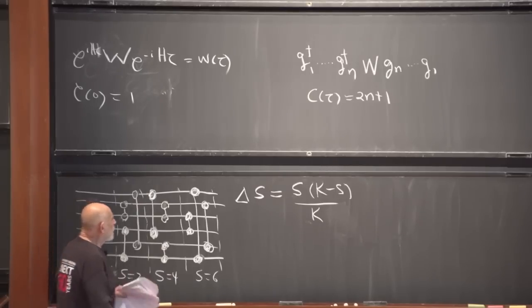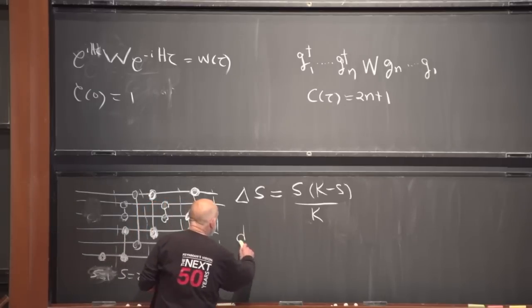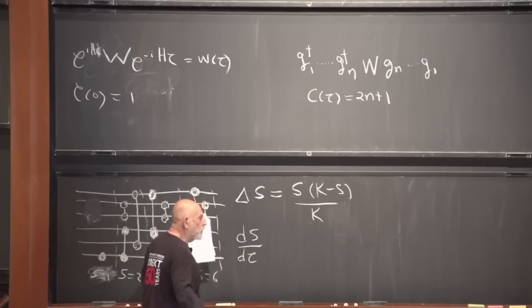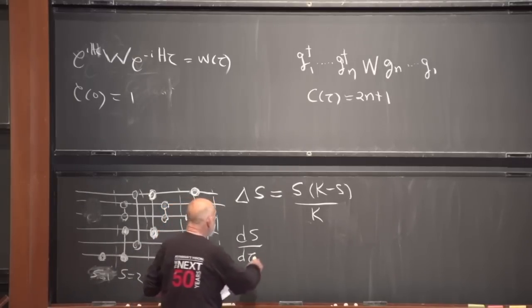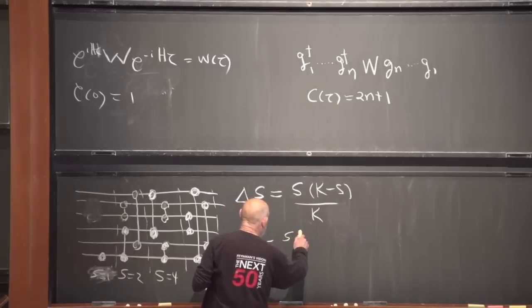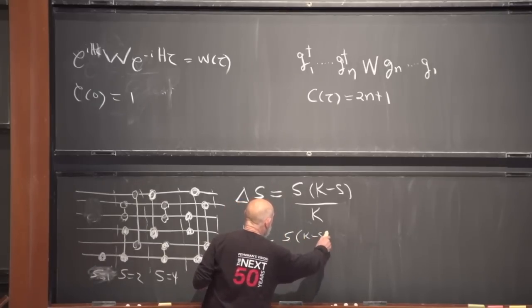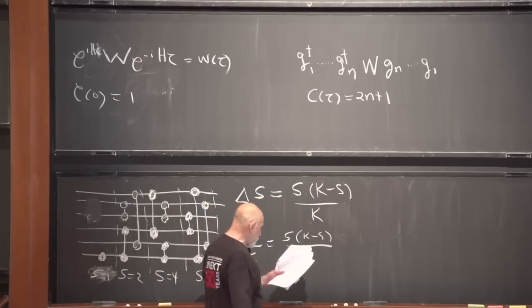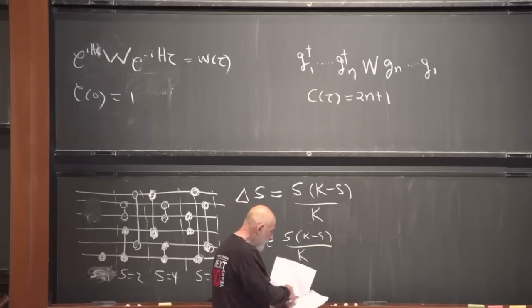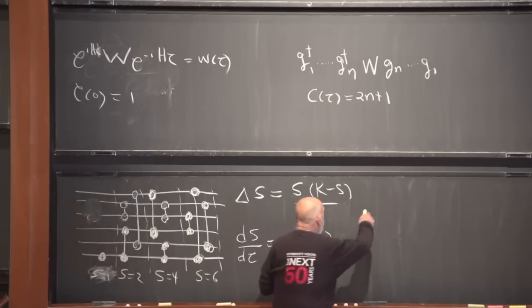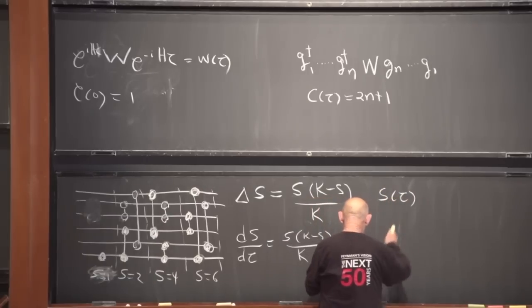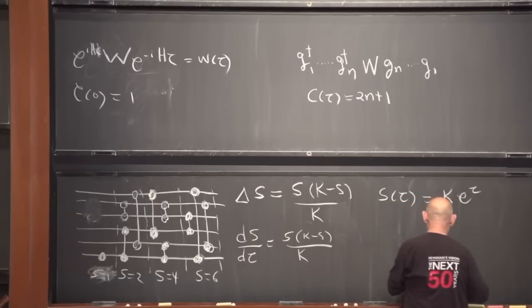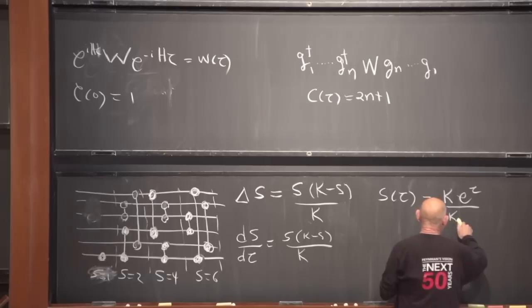Qubits. Good. Let's turn this into a differential equation. Assume that the number of qubits is large enough to do a differential equation. Same thing, S, K minus S over K. And we can integrate this differential equation. And the answer is S, let's call it S of tau, is equal to K e to the tau divided by K plus e to the tau.